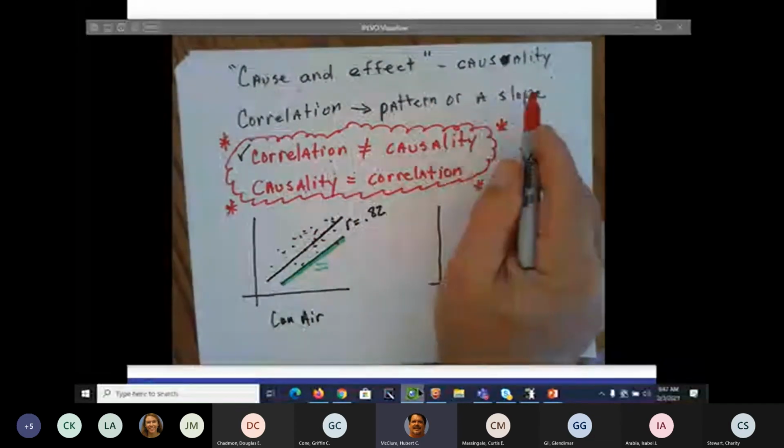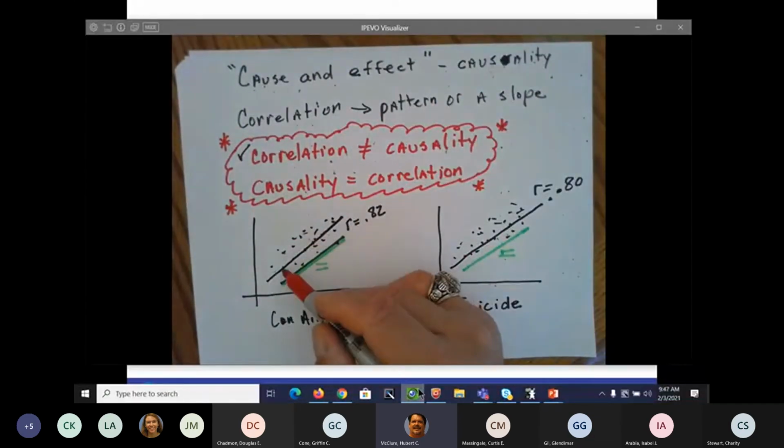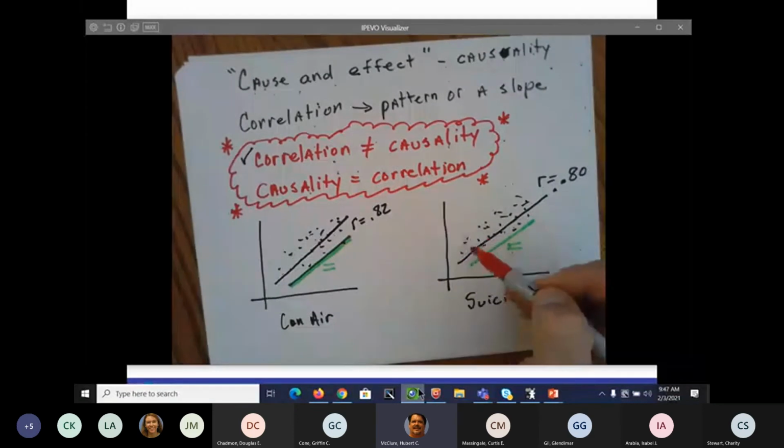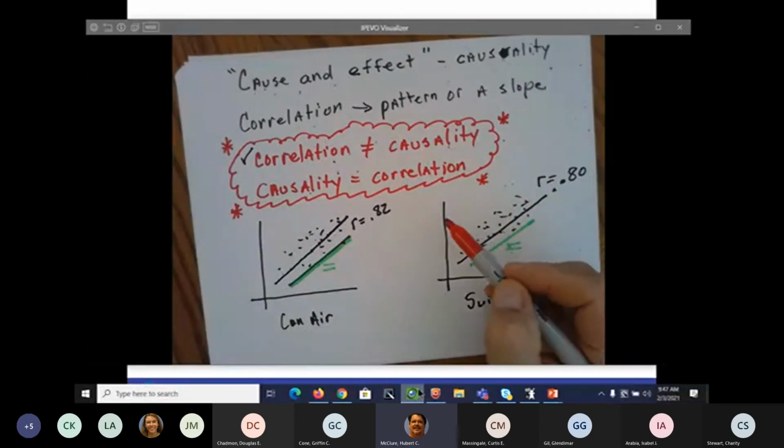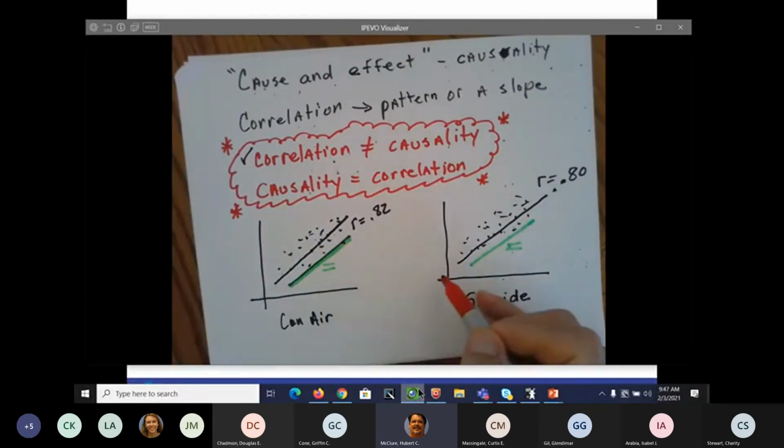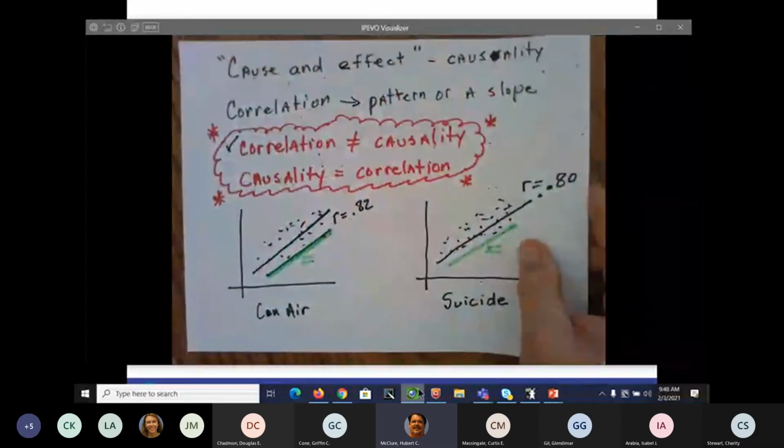Correlation is a pattern or a slope, like here. That's a correlation to this, but it doesn't mean that this causes this. But the green, you know, you drink too much wine, you have to go to the restroom. That is causality. And naturally, if there's causality, the correlation will follow. So hopefully that helps explain what we're fixing to get into with causality and cause and effect.